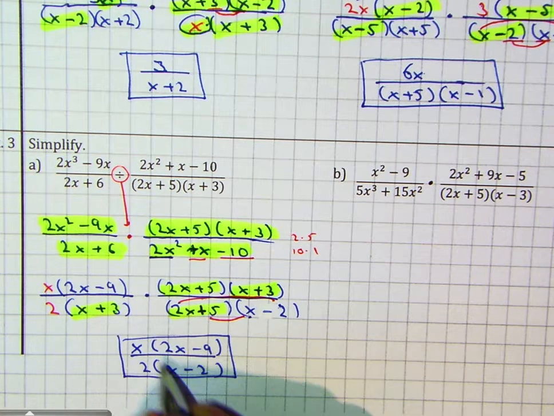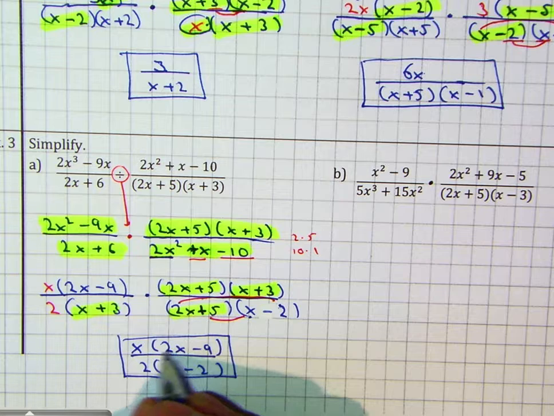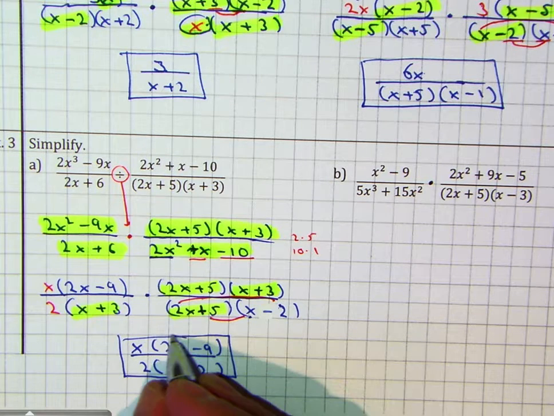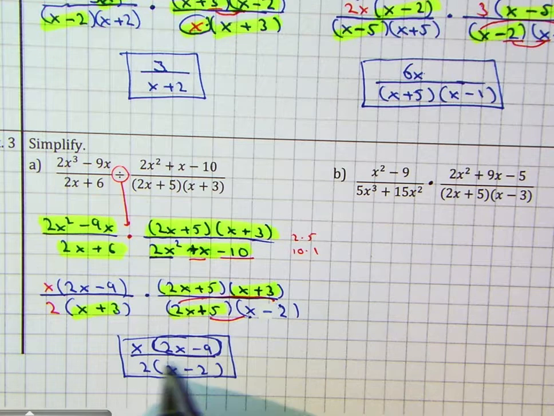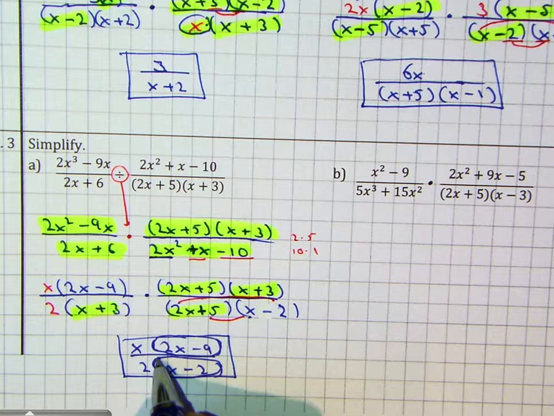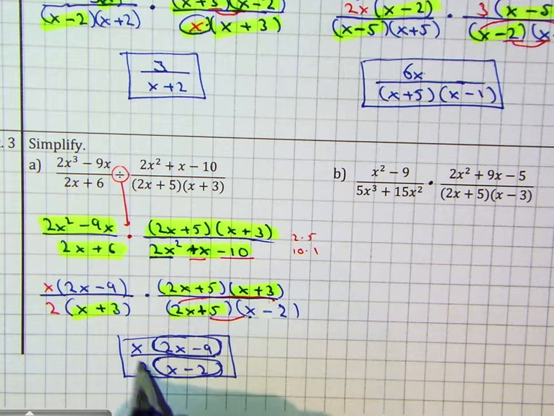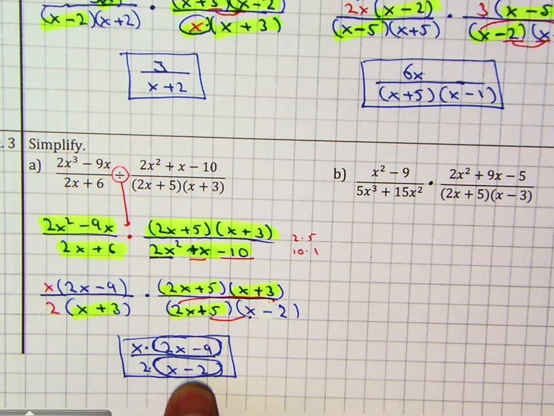Remember that 2's cannot be cancelled because of this minus in between. That minus belongs to the 2x or to the 9, but this is an entire factor. You cannot separate it. If those two were both x's, then I could cancel those two x's, but in this case, they're not. So that will be your final answer: x multiplied by 2x minus 9 over 2 multiplied by x minus 2.